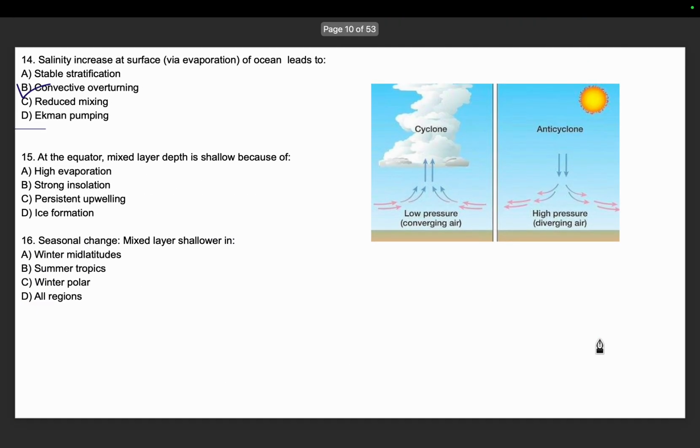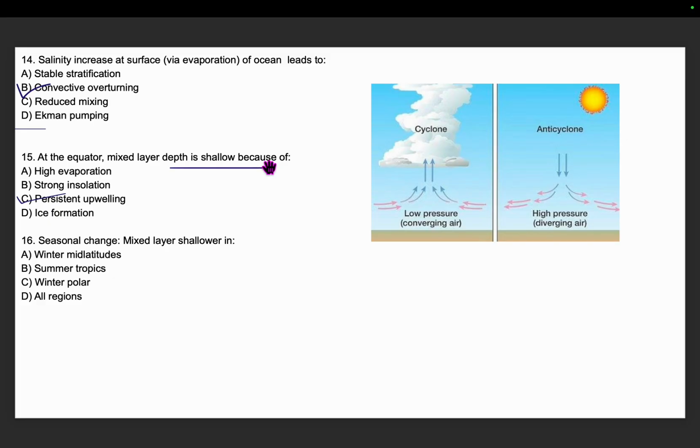Question 15. At the equator, the mixed layer depth is shallower because of what? High evaporation, strong insolation, persistent upwelling, or ice formation. I guess option C is correct. Persistent upwelling. Yes. Due to persistent upwelling, the mixed layer depth is shallower.